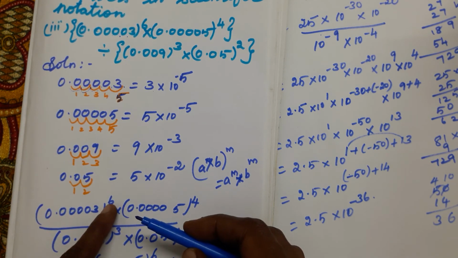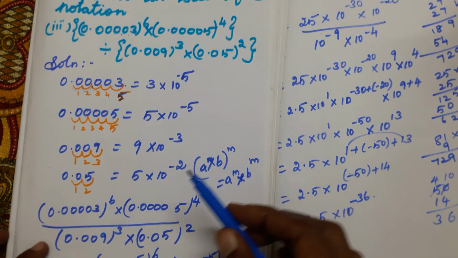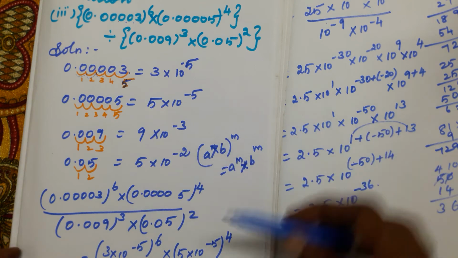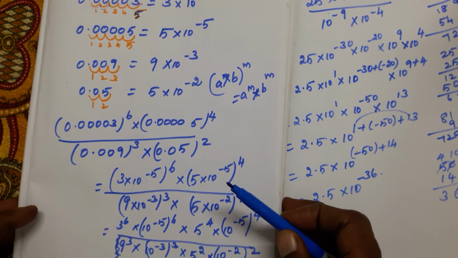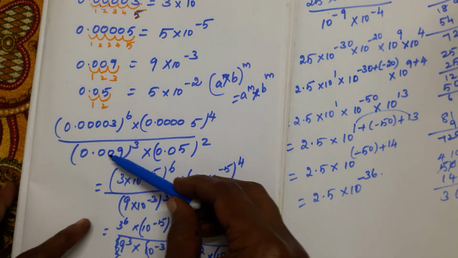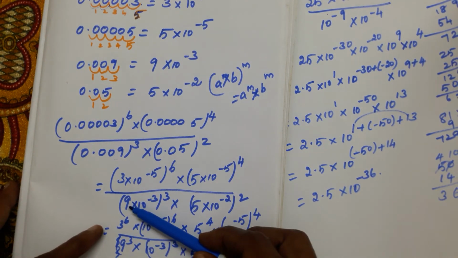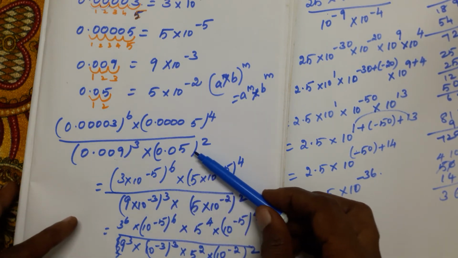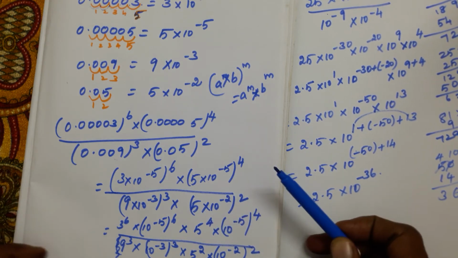0.0003 to the power 6 is 3 into 10 power minus 5, the whole power 6. Next, 0.0005 the whole power 4 is 5 into 10 power minus 5, the whole power 4. Next, 0.009 the whole cube is equal to 9 into 10 power minus 3, the whole cube. Next, 0.05 the whole square is equal to 5 into 10 power minus 2, the whole square.